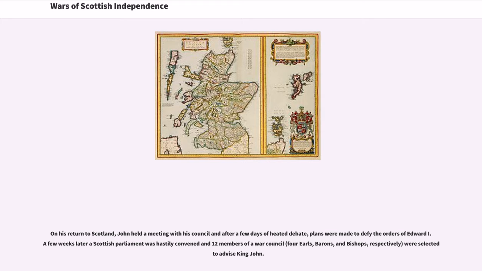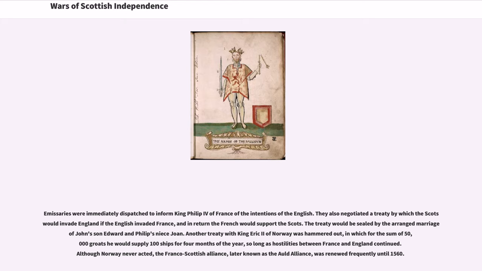A few weeks later, a Scottish Parliament was hastily convened and 12 members of a war council were selected to advise King John. Emissaries were immediately dispatched to inform King Philip IV of France of the intentions of the English. They also negotiated a treaty by which the Scots would invade England if the English invaded France, and in return the French would support the Scots. The treaty would be sealed by the arranged marriage of John's son Edward and Philip's niece Joan.